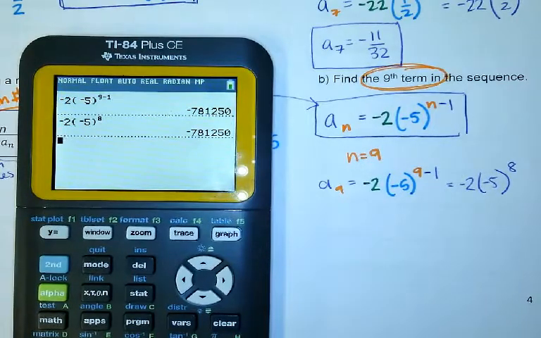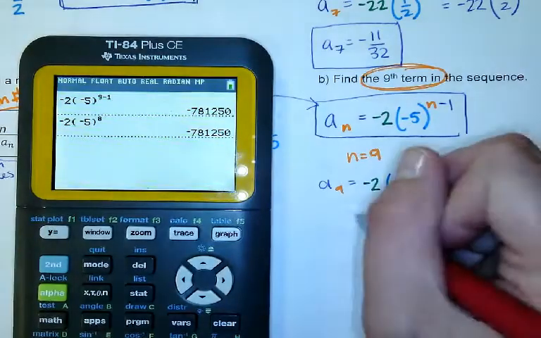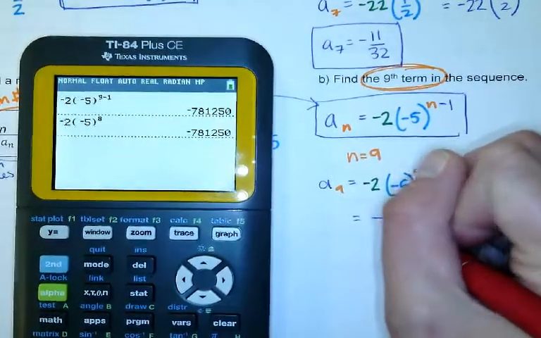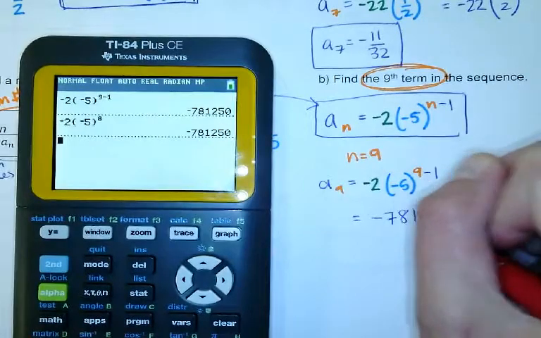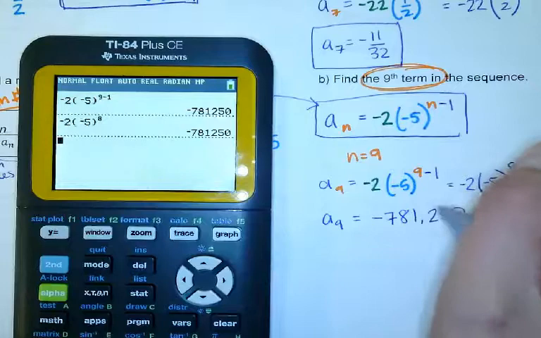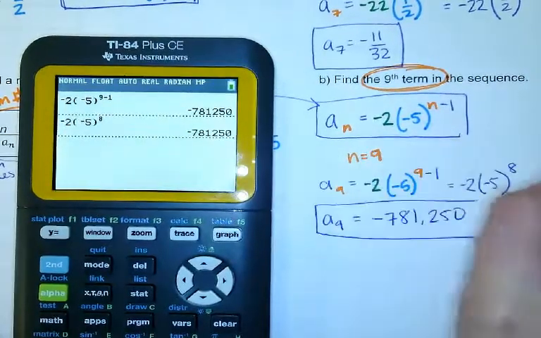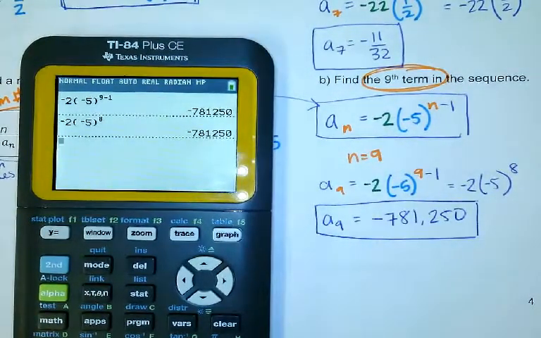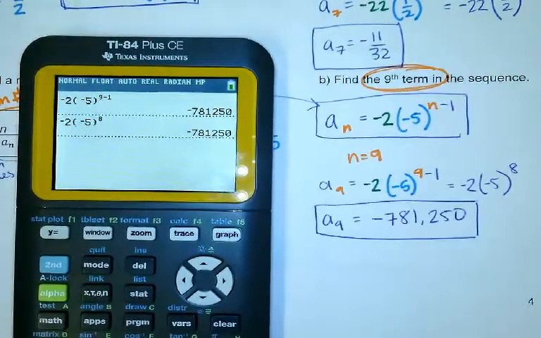So that is going to be equal to -781,250. So my a sub 9 is equal to -781,250. And so you guys see that this grows very, very quickly. Do y'all see that? Okay? So it got real big, or the numbers got really, really big, really, really fast.